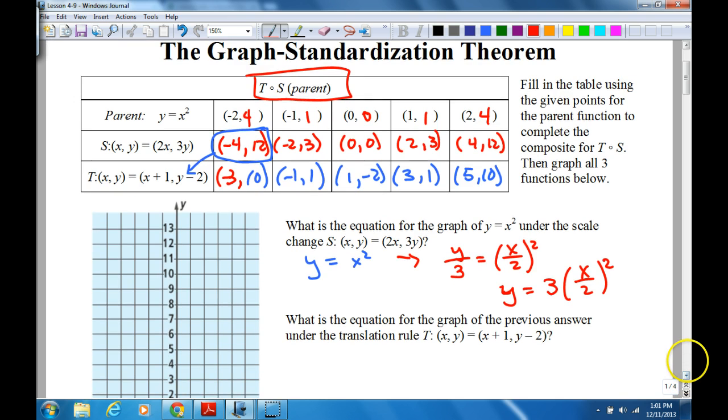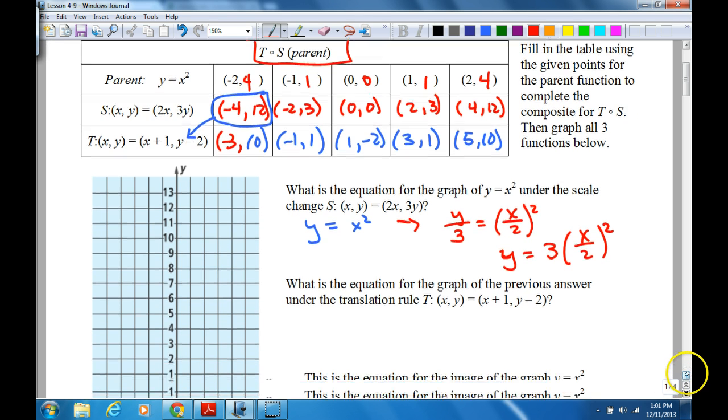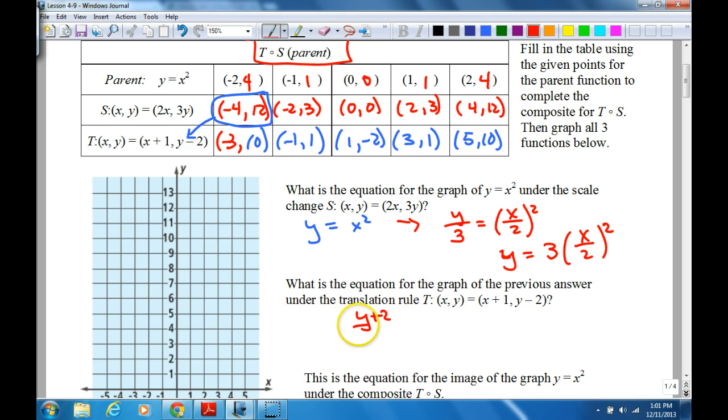says, now you're going to add a translation. So now my new one is going to be the opposite of y minus 2, it's going to become y plus 2 over 3 equals x minus 1 over 2 squared.